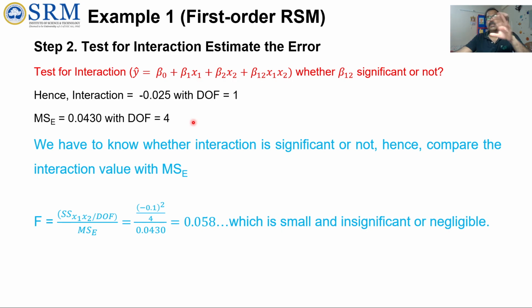So we have to know whether the interaction is significant or not. Hence we have to compare the interaction with the mean square error. How to compare? In this way: sums of squares of x1 x2 divided by degrees of freedom, divided by MSE. So here minus 0.1 whole square divided by 4 and 0.0430 equals some value. This f value is very small, insignificant or negligible, so we can say that the model is fit.